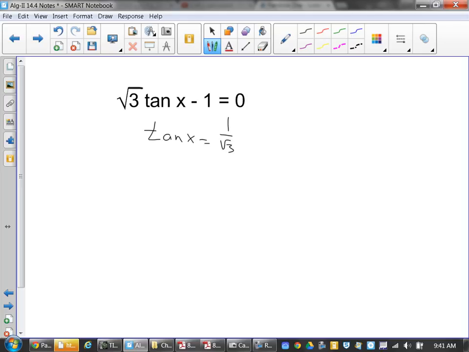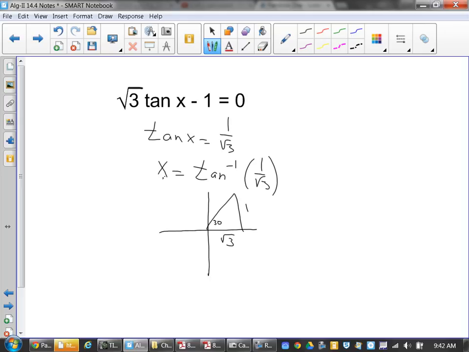Now, if I rewrote it as root 3 over 3, does that really matter? Not really, because here's what happens. At this point, you're looking for the angle that has a tangent value of 1 over the square root of 3. You're not trying to rationalize the value, you're trying to find the angle. So in this case, it's positive tangent, I'm in the first quadrant. My opposite is 1, my adjacent is root 3. What's my angle? 30, so it's pi over 6.